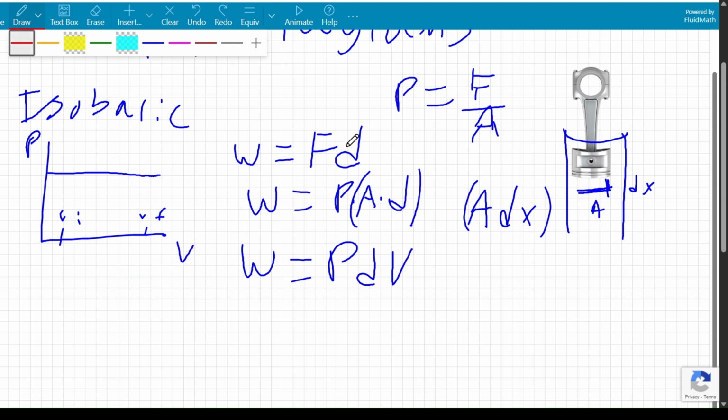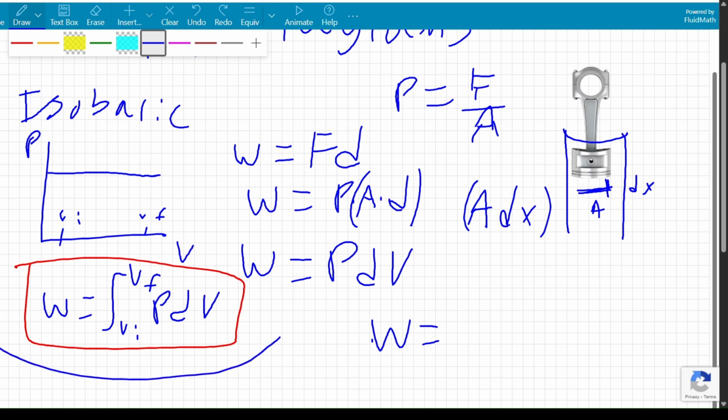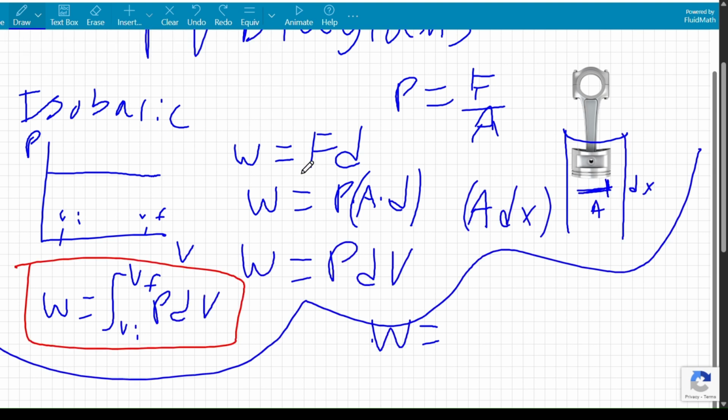What happened? Someone's got to tell me what happened. Okay, that's the general form for work in these types of graphs, right? And we can see how we got that. But for isobaric though, we know that the pressure is constant, right? So we can take that out of the integral. All of this is just for normal work, right?